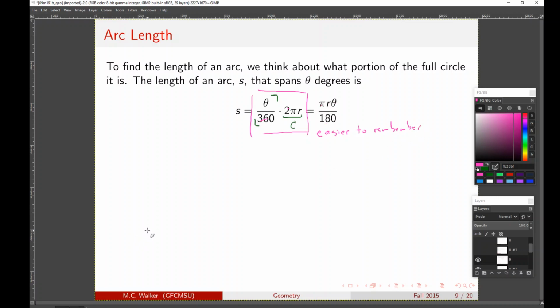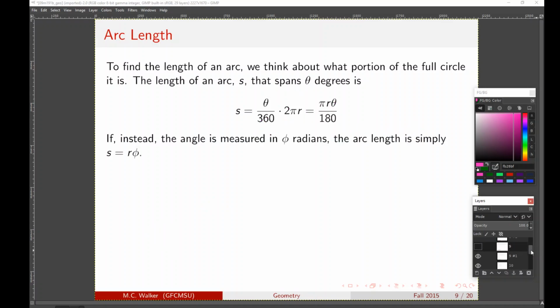And it's no harder to calculate if you're on a calculator. If instead we're using radians, wherein the entire span of a circle is 2 pi radians, if that's equal to our angle measure, then the arc length is really simply the radius times the amount of radians. So if it's 2 pi all the way around, half the way around is pi, a quarter of the way around is pi divided by 2.